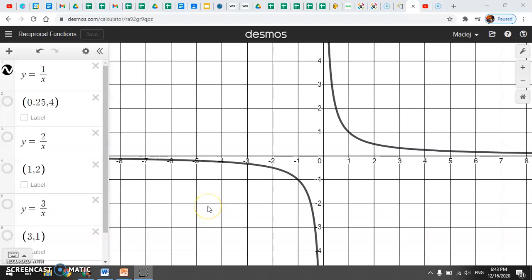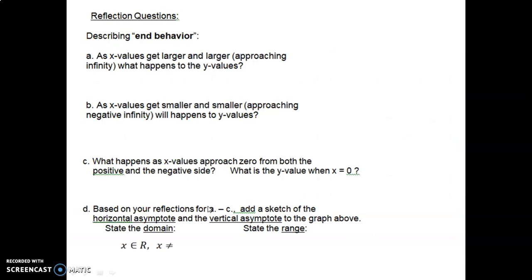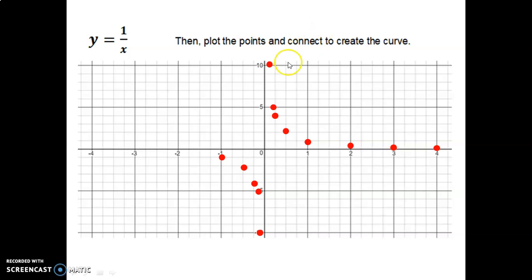Okay, let's talk about some more details of this. So back to here, our first question, we're going to have 4 reflection questions here. First ones are going to begin with describing what is called end behavior. It means what is happening to a function at the ends of the function, at its extremes. So for example, as x values get larger and larger, so we're going to the extreme of the x values on the positive end. As x values get larger and larger, approaching infinity, what happens to the y values? So let's take a look at this. As x values become larger and larger going this way, what's happening to our value of y?